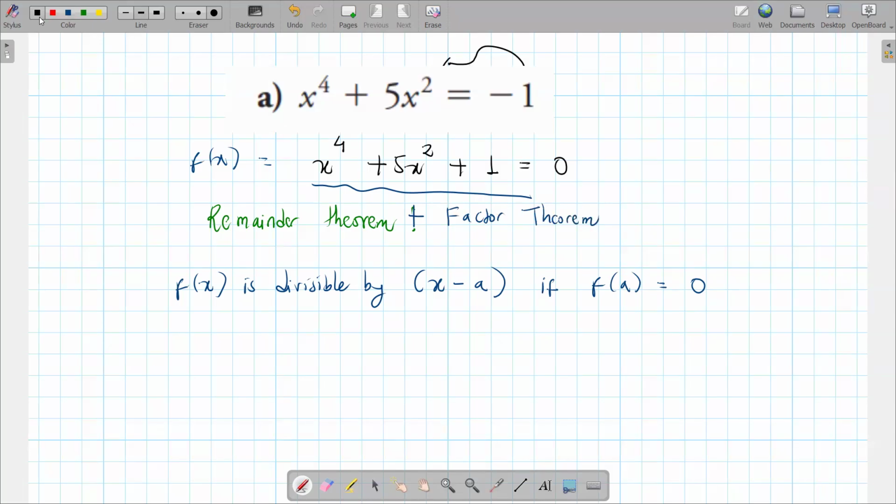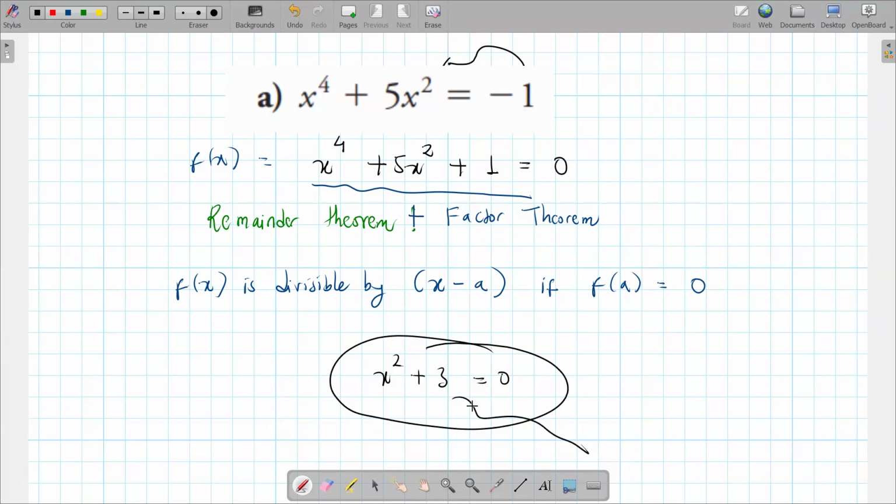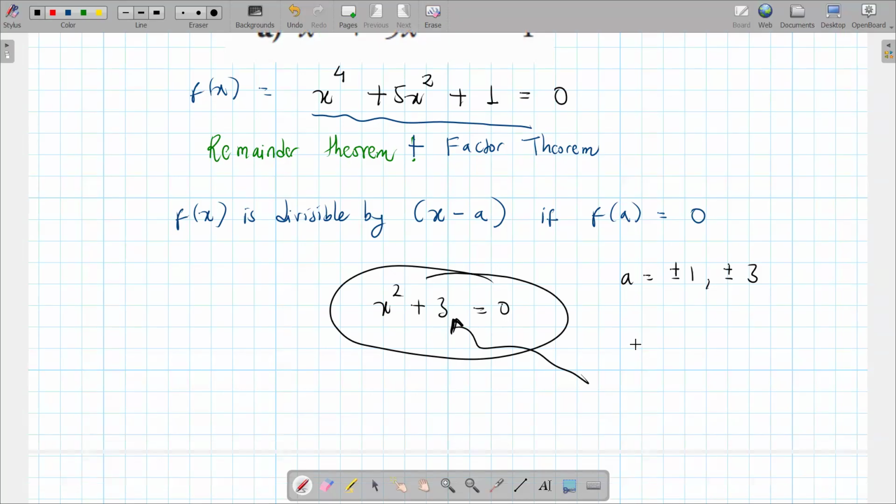Here's a quick example. Let's say you have the function x squared plus 3 equals 0. The possible a values are always factors of this number. So the possible a values here are plus or minus 1, and 1 and 3, but we include the plus minus as well. So those are the possible a values. Now we're dividing x squared plus 3, starting with the first one, by x plus 1. So here the a value right now is -1.